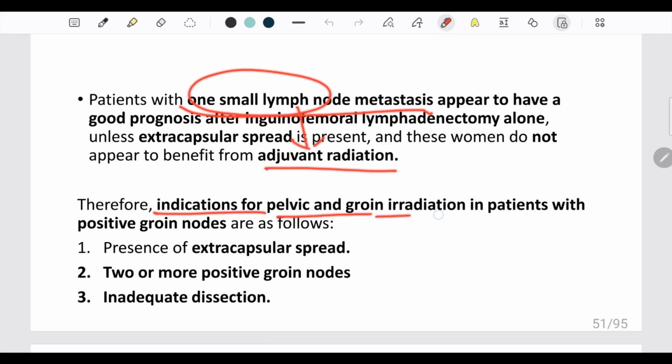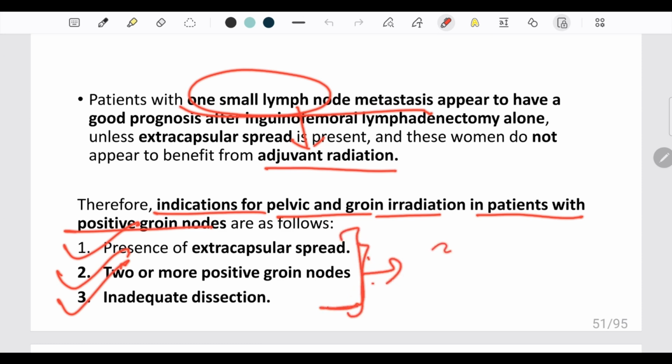Indications for pelvic and groin irradiation in patients with positive groin nodes: presence of extracapsular spread, or 2 or more positive groin nodes, or inadequate dissection. If any of these three is present, then you have to give radiation therapy.